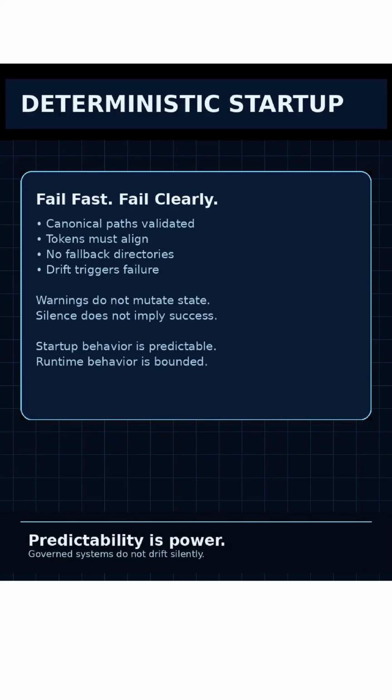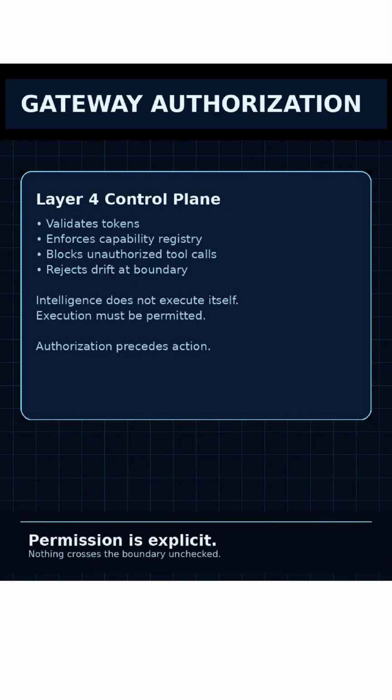Finally, gateway authorization on the Layer 4 control plane enforces explicit permissions. Boundary enforcement isn't optional. Every request must prove it belongs. This is the OpenClaw journey, from architectural drift to deterministic, enforceable, auditable intelligence.